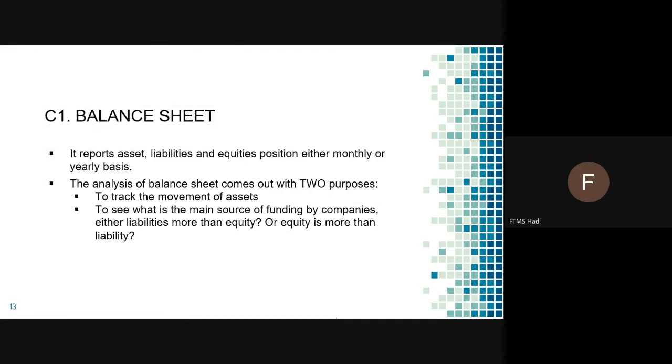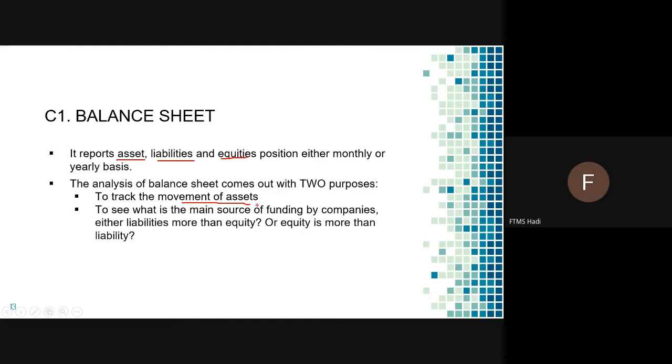Let's have a look at the balance sheet. In Malay we call it penyata kedudukan kewangan. It reports assets, liabilities and equities position on either a monthly or yearly basis. The definition says everything. It reports how much assets the company has, how much the company owes, that means liabilities, and equities, how much the company gets from the investment of the shareholders, that means how many shares they are selling. So for the analysis of the balance sheet, what do we want to do with it? The balance sheet comes with two purposes. The first one is to track the movement of assets.